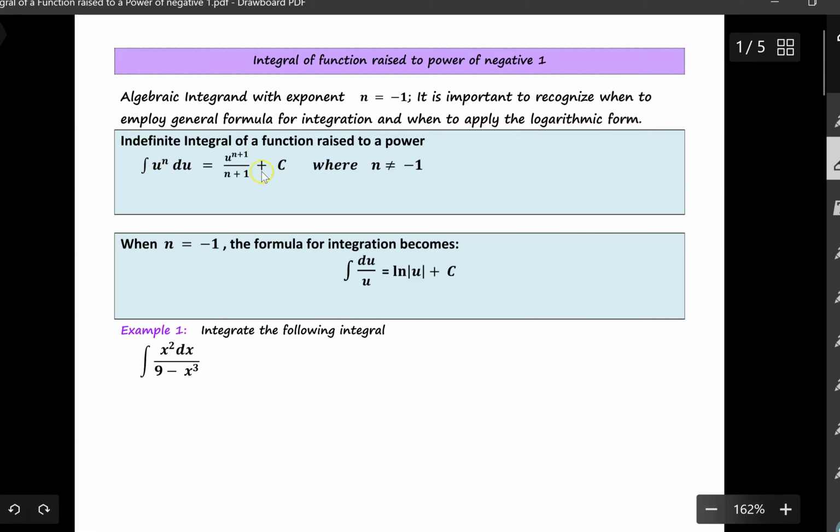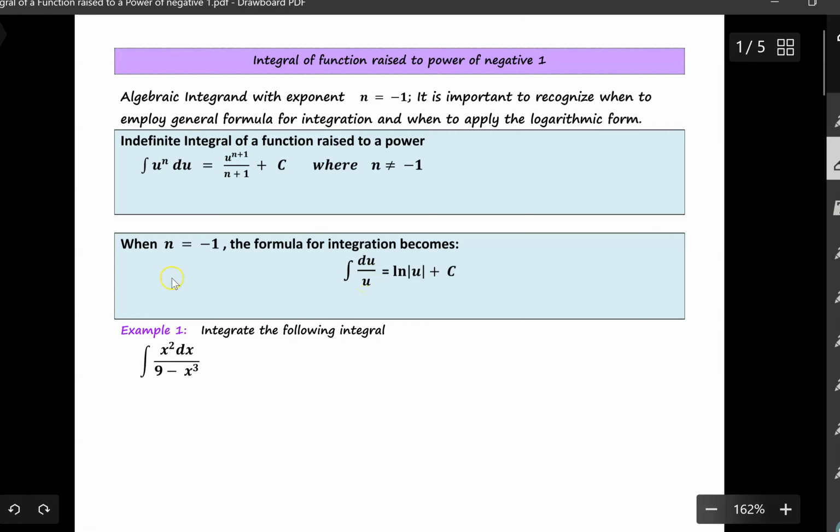But this formula comes with a condition where n cannot be equal to -1. Because if you take -1 plus 1, it becomes 0, and you cannot divide by 0 in this case. However, in math, we do have a function raised to the exponent of -1, like the hyperbola, right? 1 over x is the hyperbola. So in this case, we can also integrate that function as well.